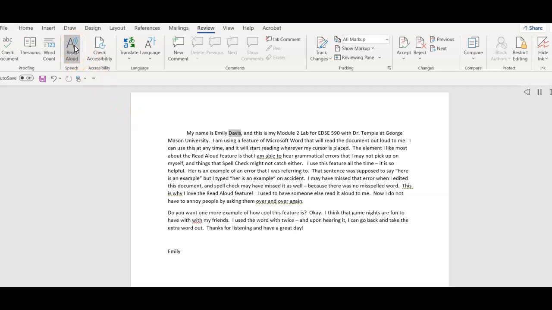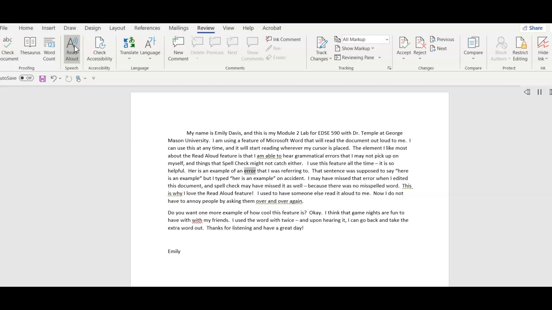My name is Emily Davis, and this is my Module 2 lab for EDSE 590 with Drive Temple at George Mason University. I am using a feature of Microsoft Word that will read the document out loud to me. I can use this at any time, and it will start reading wherever my cursor is placed. The element I like most about the Read Aloud feature is that I am able to hear grammatical errors that I may not pick up on myself, and things that spell check might not catch either. I use this feature all the time, it is so helpful.